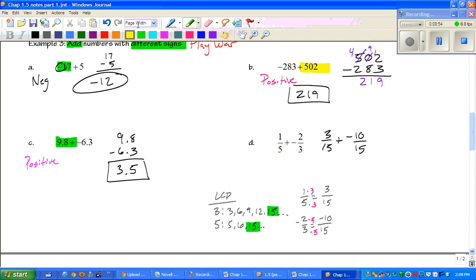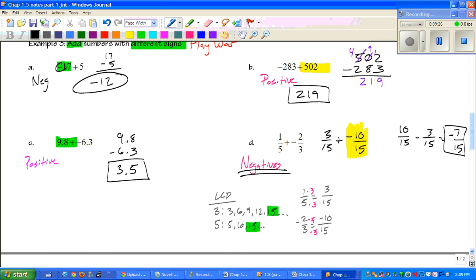So now, what's bigger, positives or negatives? And the answer there is negatives. All right, by how much? Well, that means we have to do 10 over 15 minus 3 out of 15, and our answer is 7 out of 15. And we just have to remember that that is a negative 7 out of 15.